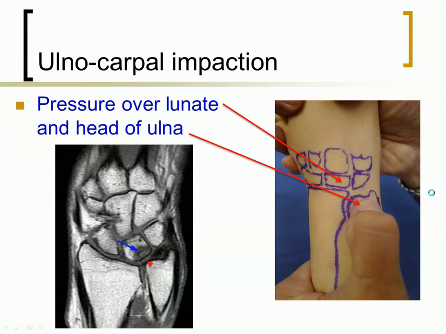Ulnocarpal impaction can occur when the ulna is long relative to the radius. This can cause pain along the lunate and ulnar head. Exam shows local tenderness and pain with the impaction test, which will be shown shortly. The MRI can confirm the diagnosis, with changes visible within the marrow of the lunate.